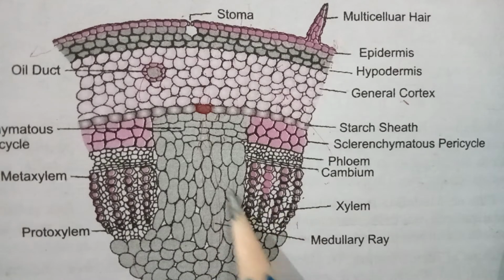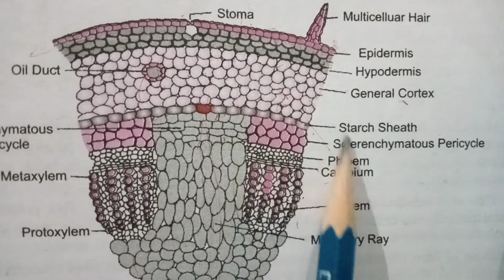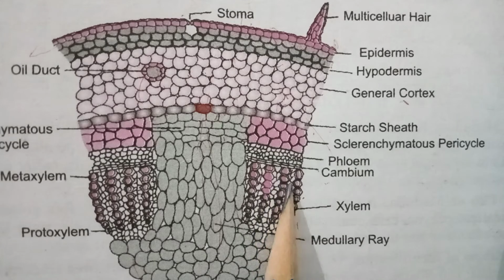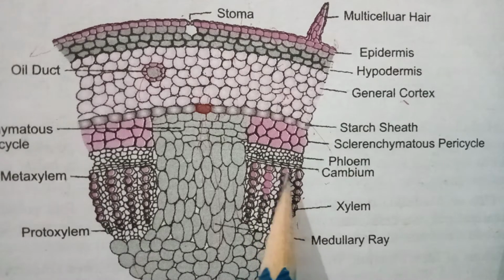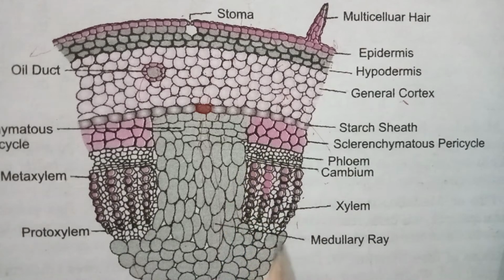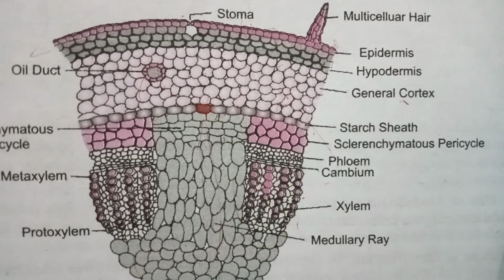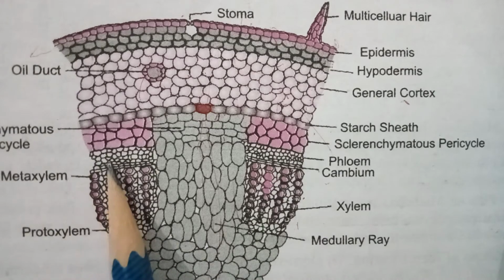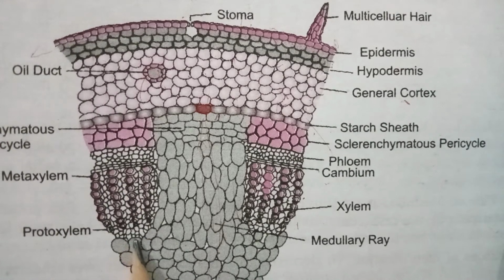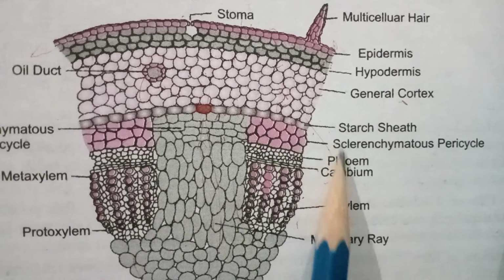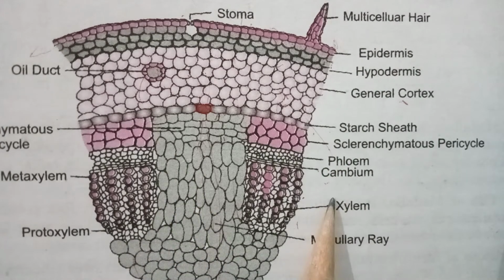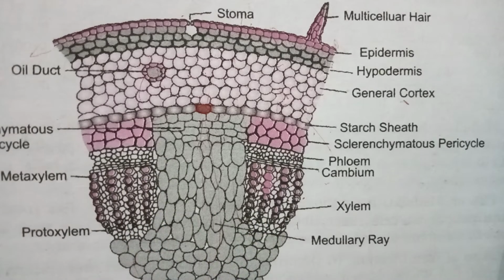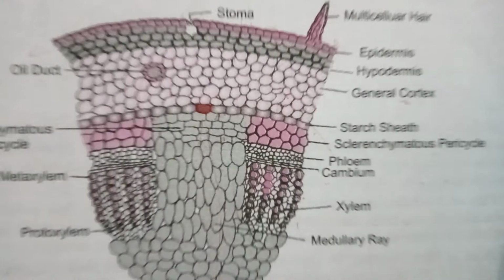Then come the vascular tissues. Here the vascular bundle is conjoined collateral open. That means the phloem is towards the outer side, xylem towards the inner side, and in between cambium is present. Again you see the metaxylem lying towards the outer part, and protoxylem towards the inner part. So the vascular bundles are arranged uniformly in one ring, and they are of the conjoined collateral open type.